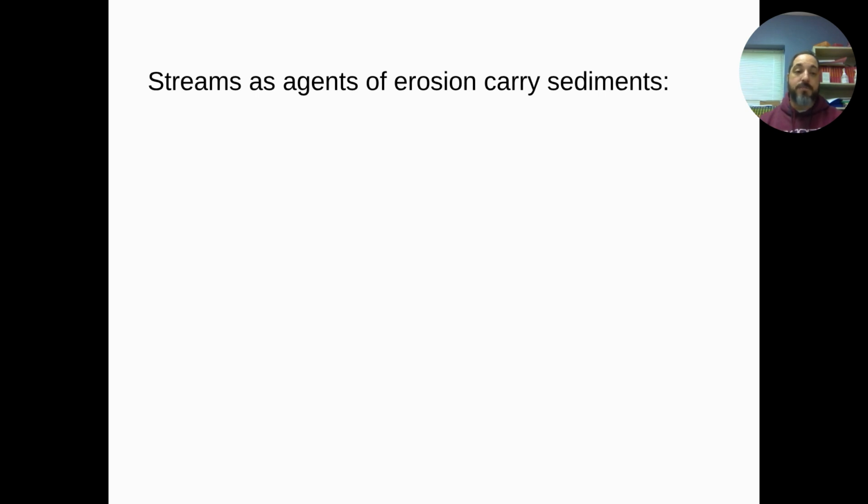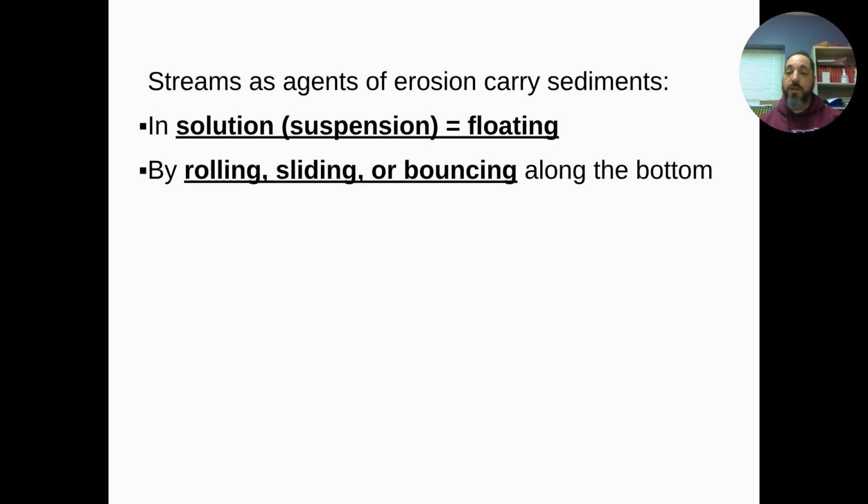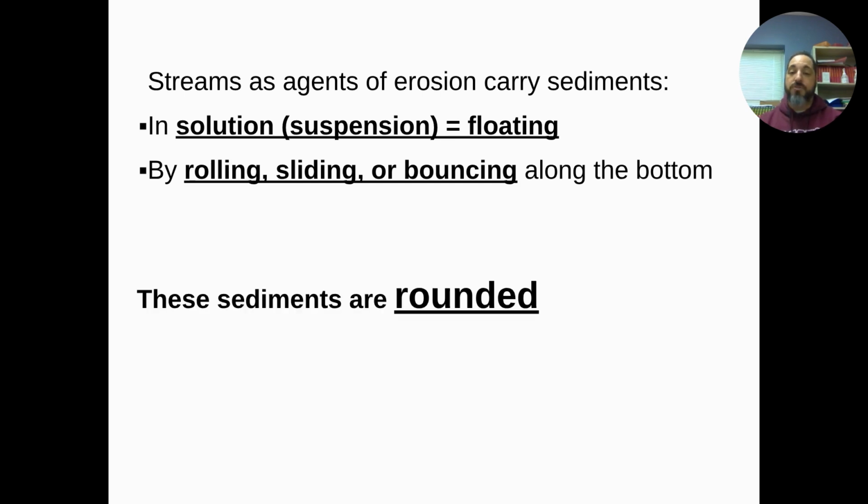All right, streams as agents of erosion carry sediments in a couple of different ways. In solution, right, you can have things that are dissolved in the water, or suspension, they could be floating by, or rolling and bouncing along the bottom of the stream. These sediments become rounded. As they continually roll and bump against other things in the stream, they become more and more rounded. They lose all those jagged edges.